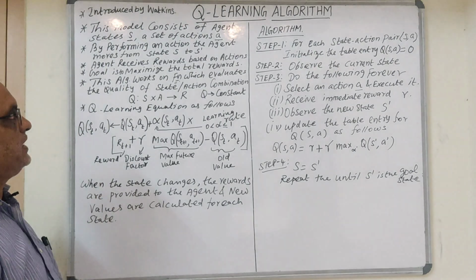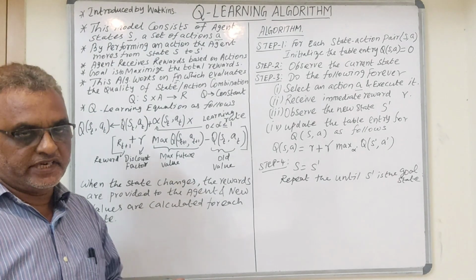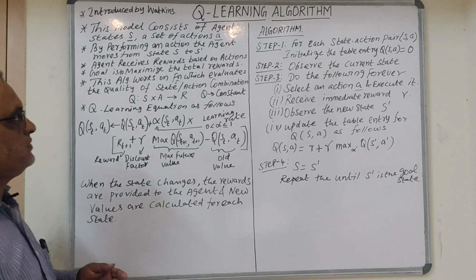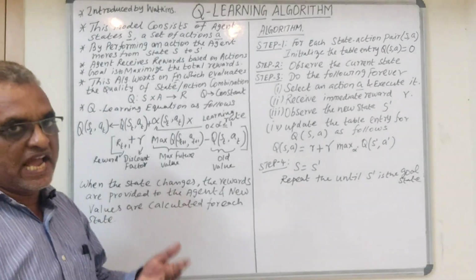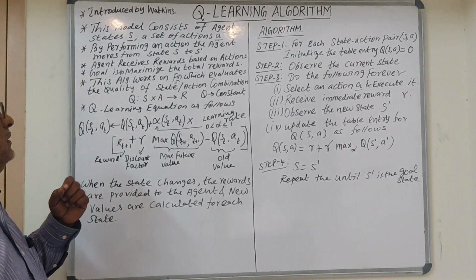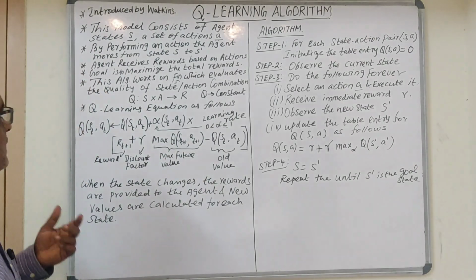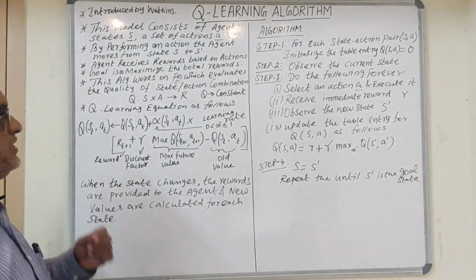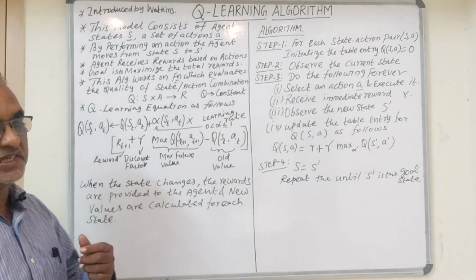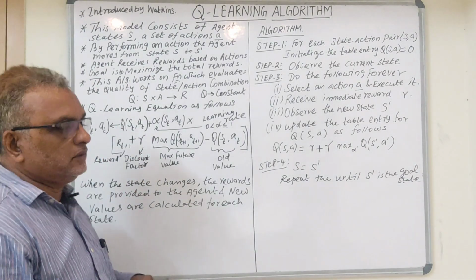By performing an action, the agent moves from one state into another state, that is from state S to S dash. The agent receives rewards based on the action. The main aim of this algorithm is to maximize the cumulative rewards. This algorithm works on a function which evaluates the quality of a state-action combination. So Q: S x A implies R.